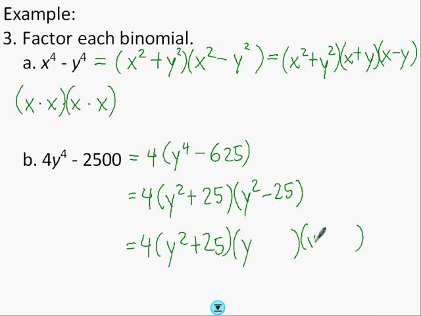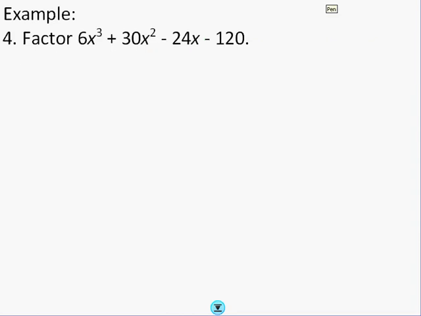The square root of y squared is y. The square root of 25 is 5. One is plus, one is minus. And we have completely factored this binomial.